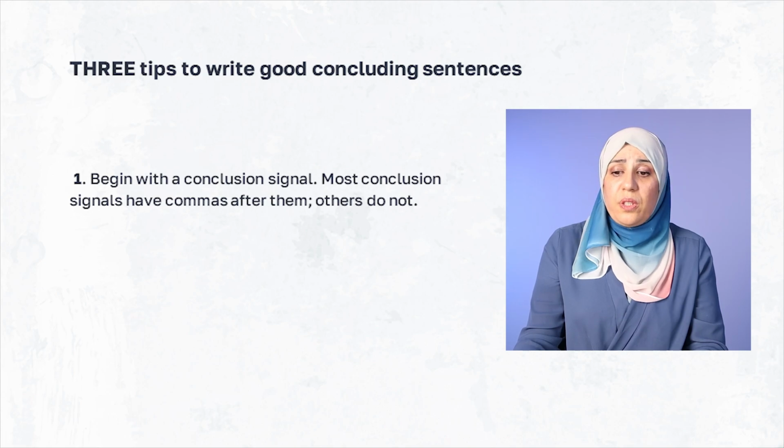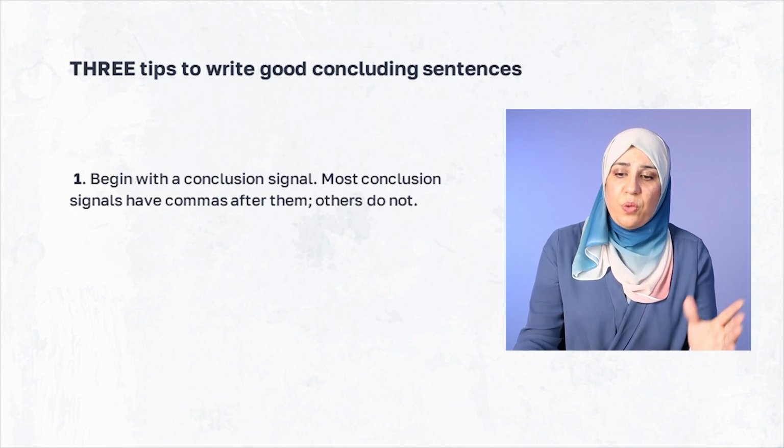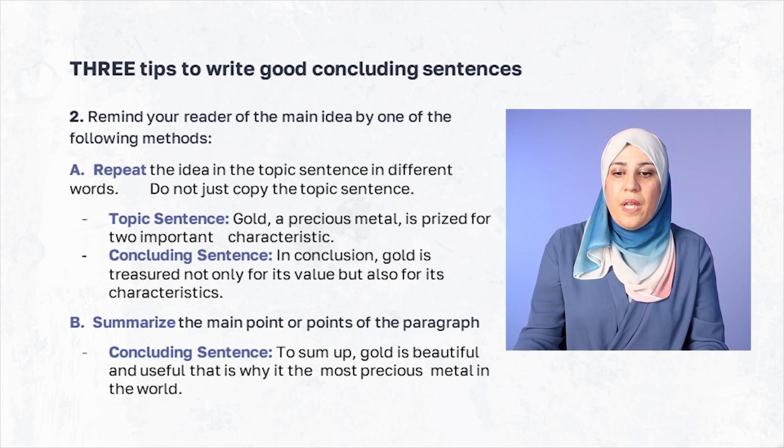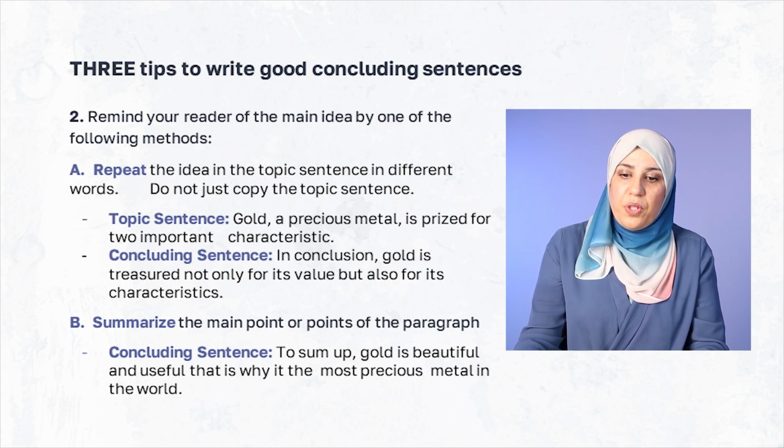Now, to write a good concluding sentence, you can use these three steps. First, begin with a conclusion signal, as what we have seen earlier. Most conclusion signals have commas after them, others do not. Second, remind your reader of the main idea by one of the following methods. Either by repeating the main idea of the topic, but of course you have to use different words, or by summarizing the main point or points of the paragraph.